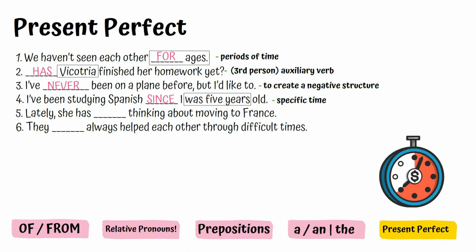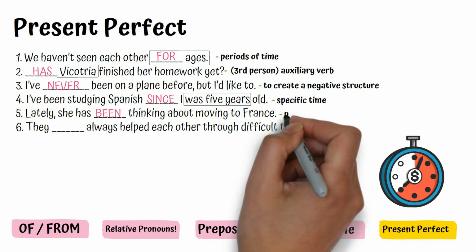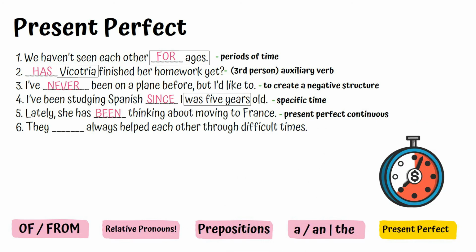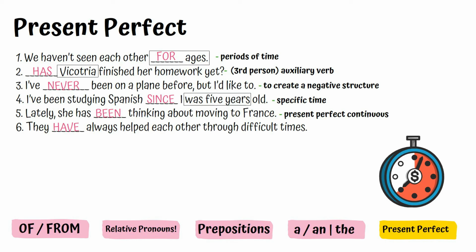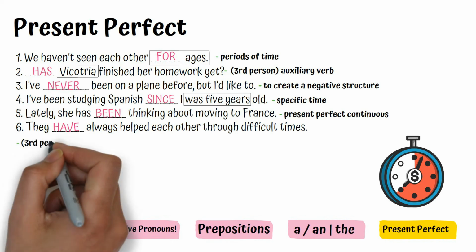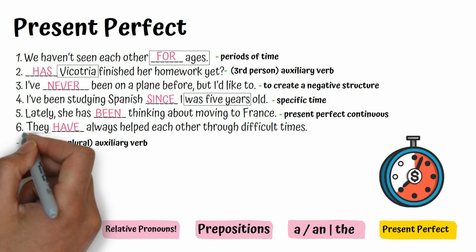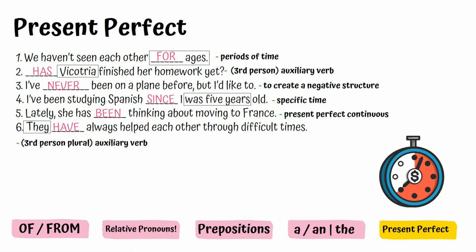Number 5. Been is correct because we use been in the present perfect continuous. And number 6. Have is correct because have is the auxiliary verb used with the third person plural pronoun they in the present perfect tense.